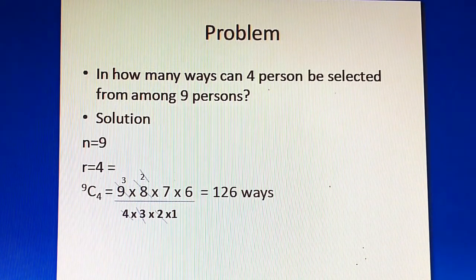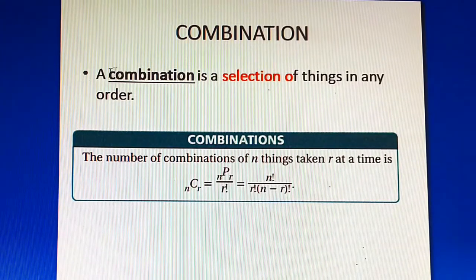Got it, students? So this is the concept of combination. A combination is a selection of things. Here order doesn't matter, whereas in permutation you require the sequence. But in combination, we are not bothered about the order or the sequence.